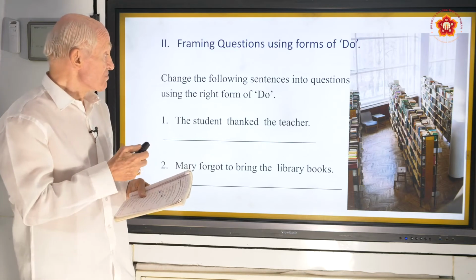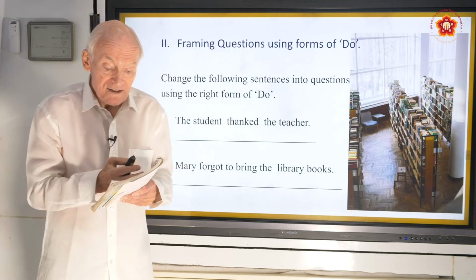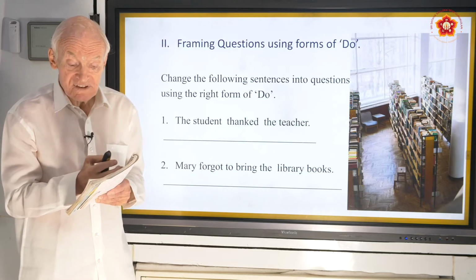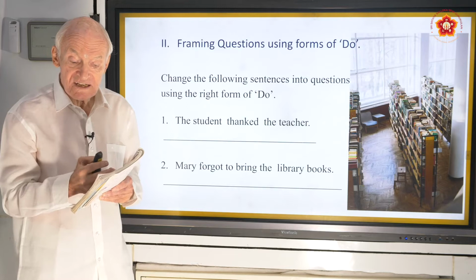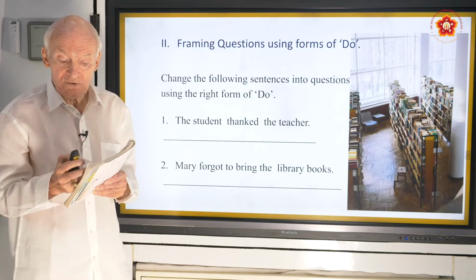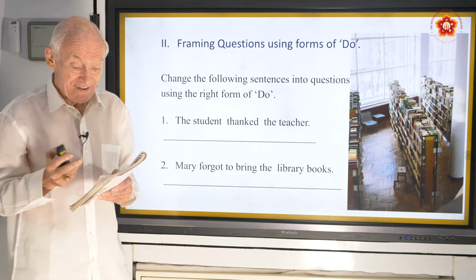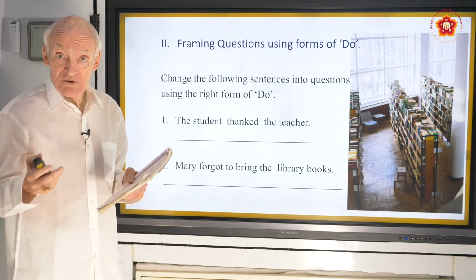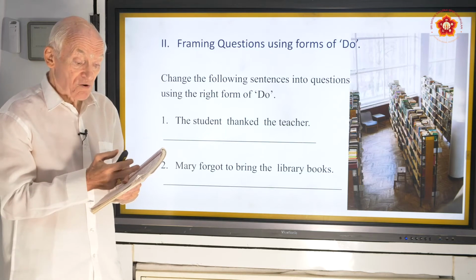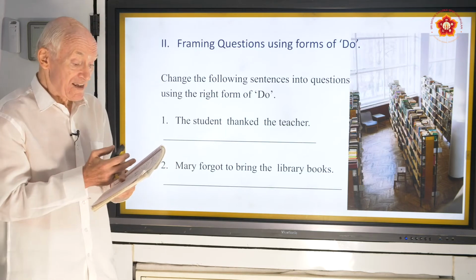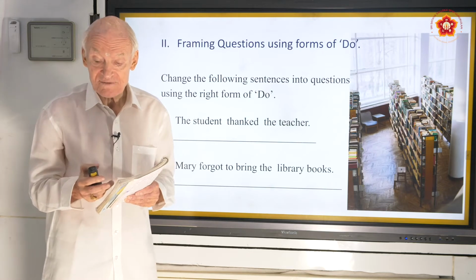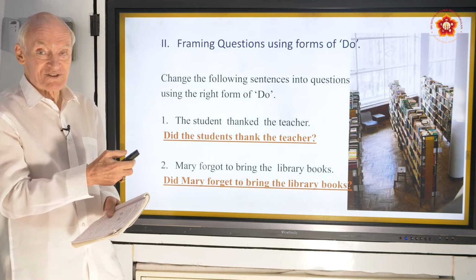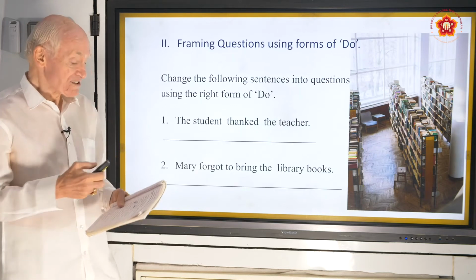So let's go to a couple of questions. The student thanked the teacher. So now in this particular exercise, we're supposed to change the sentences into questions using the right form of do. All right? So the student thanked the teacher. Then we have to come up with a question. That's the answer. So the question is, did the student thank the teacher? Is that right? Let's take a look. Did the student thank the teacher? Perfect.